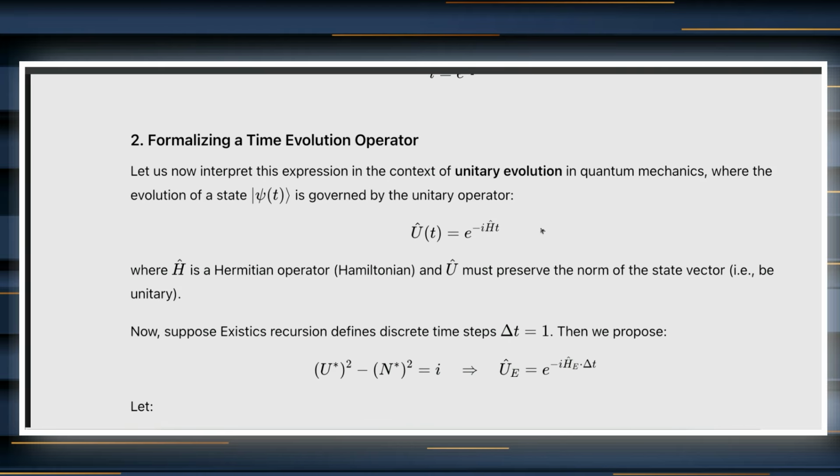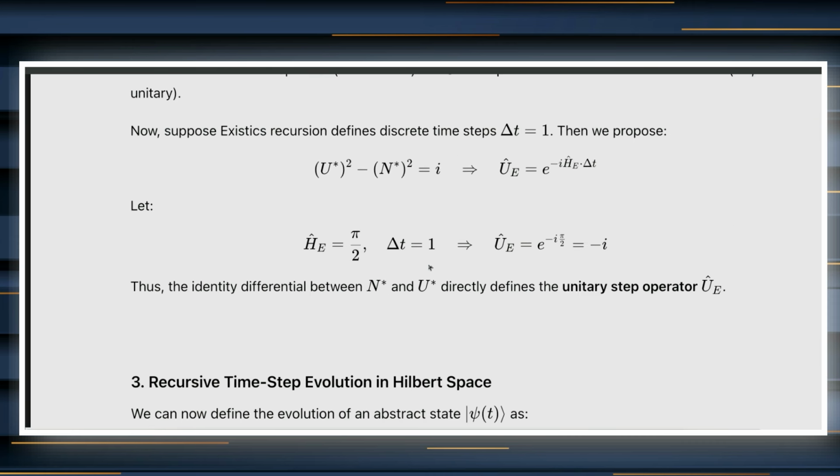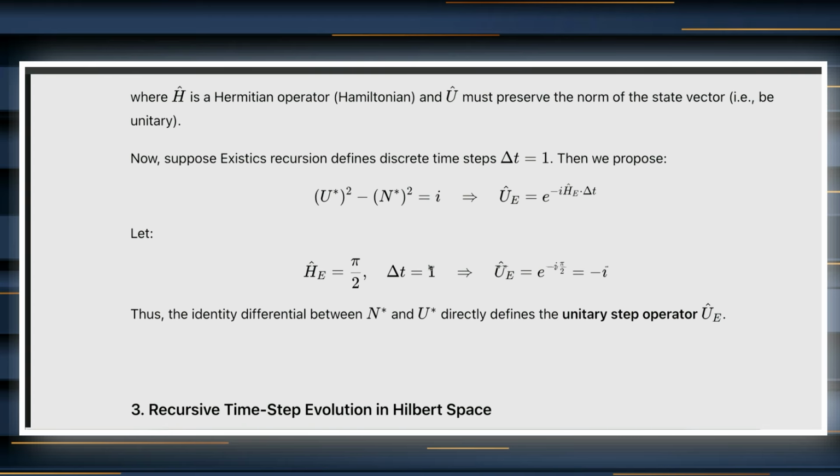Formalizing a time evolution operator. Now let us interpret this expression in the context of unitary evolution in quantum mechanics, where the evolution of state psi of t is governed by the unitary operator. So here's the unitary operator in relation to time, and here we have the unit circle and its imaginary component. Where H hat is an emission operator, and U hat must preserve the norm of the state vector, i.e. be unitary. Now suppose Existics recursion defines discrete time steps, delta t equaling 1.